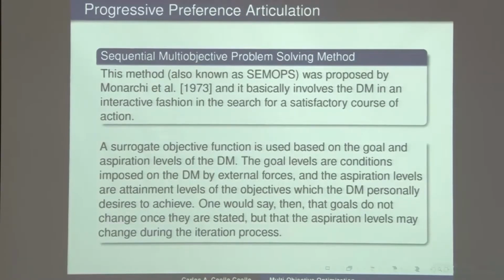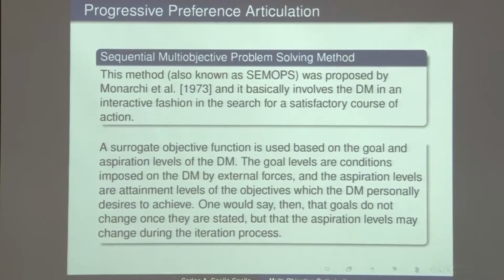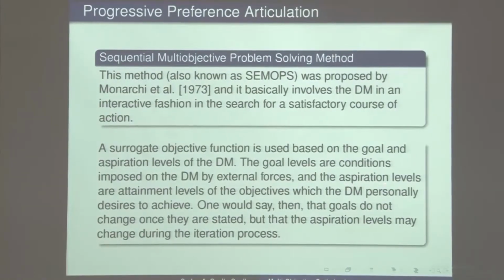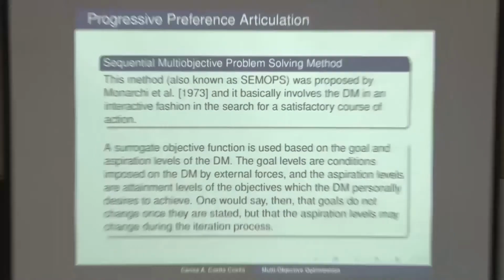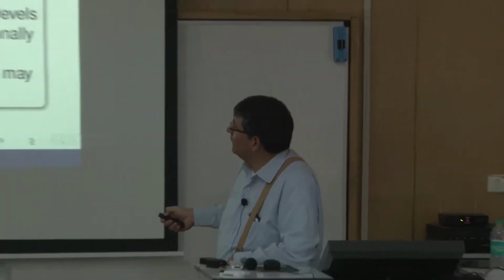And the last one, called SEMOPS, sequential multi-objective problem solving, also involves the decision maker interactively. First, it uses a surrogate objective function based on the goal and aspiration levels. This has to be expressed somehow by the decision maker. And then the goal levels are conditions imposed on the decision maker by external forces. That means perhaps the customers or my boss, somebody above me, is imposing this goal, and the aspiration levels is what personally I would like. You know, this is the sort of solution I would like to have.